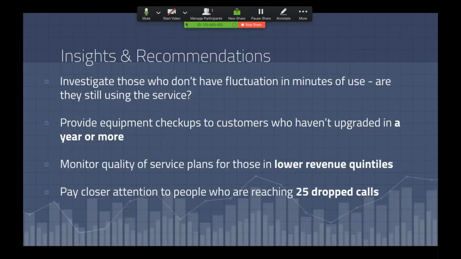So, some insights and recommendations. We think that investigating those who don't have fluctuation in minutes of use will be worth looking into to see if they're still using the service. A recommendation would also be to provide equipment checkups to customers who have not upgraded their phone in a year or more, just to make sure they are still happy with their equipment around the time that the contract would be up. In addition, we would like you to start monitoring quality of service plans for those in the lower revenue quartiles, or quintiles, sorry, and to pay closer attention to people who are reaching 25 dropped calls per month.